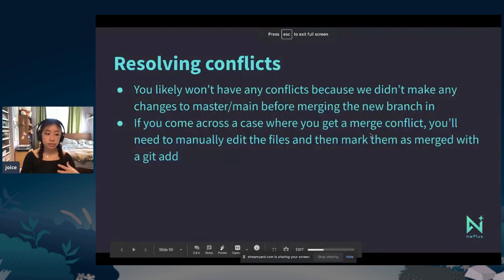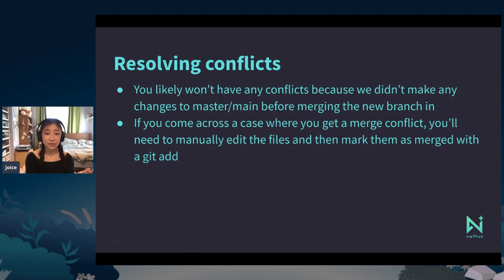I have a little bit more to say, because we're going to be talking more about collaborating. In collaboration, sometimes you're going to have conflicts. Right now, you likely won't have any conflicts because we didn't make changes to the master or main branch before merging that new branch in. If you get a merge conflict, you'll need to manually edit the files. You'll have to go into VS Code, pick which changes you want to keep, and then do a git add to actually merge it. But in this case, we didn't have any merge conflicts to resolve.